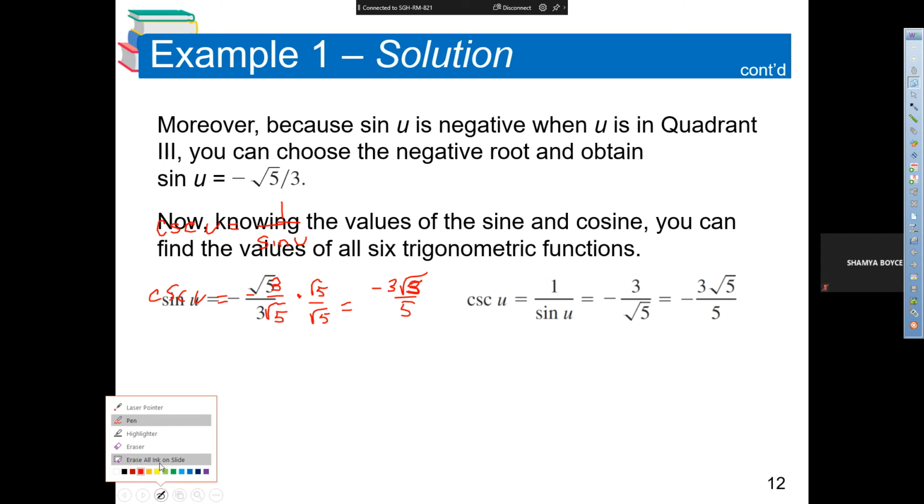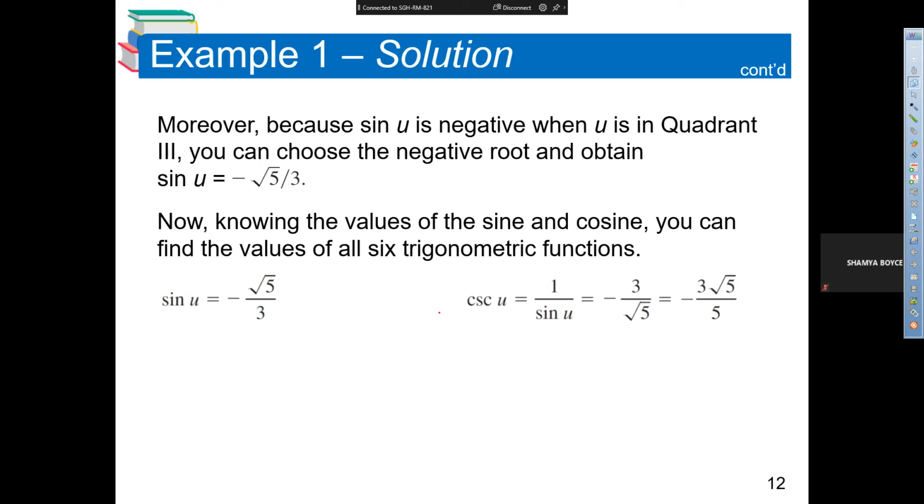Let me clear off the ink. So there we go. Negative 3 over square root of 5, and then that equals negative 3 square root of 5 over 5. These scientific calculators we have in the classroom will simplify square roots, if you have any of those, if you don't feel like going all the way through the process, although it's not hard, just multiplying top and bottom by the square root of 5.